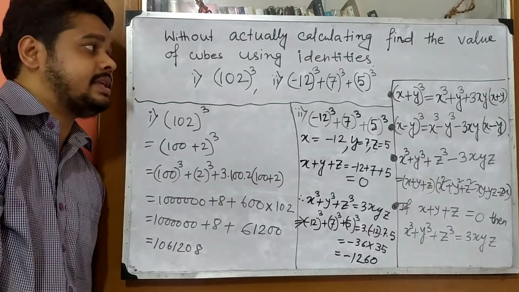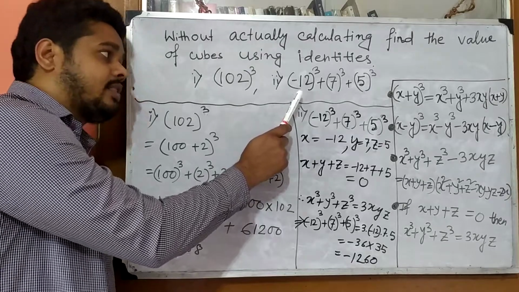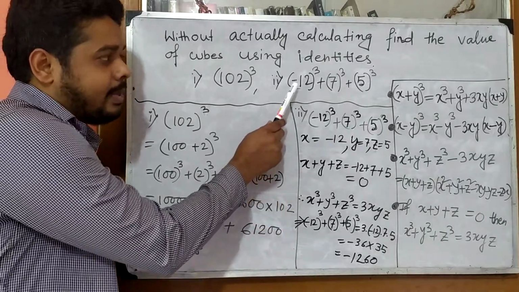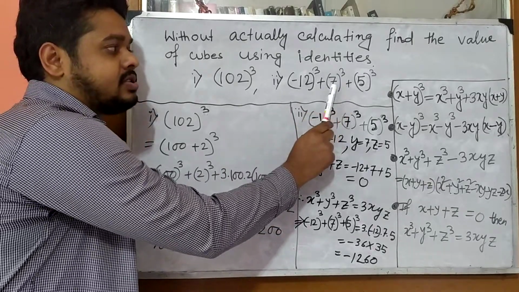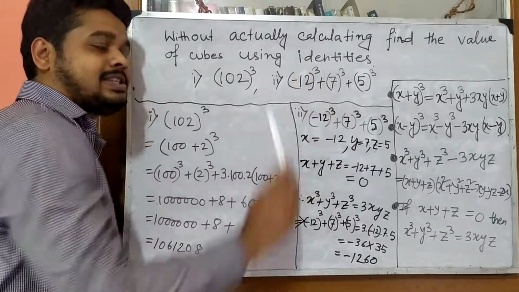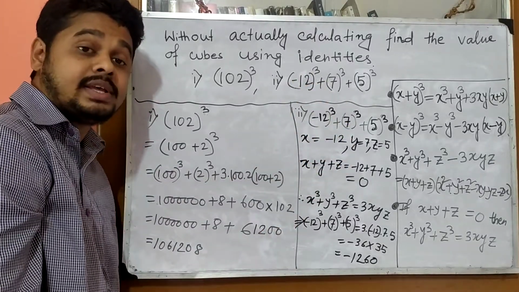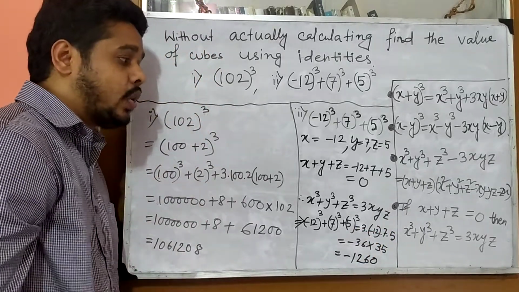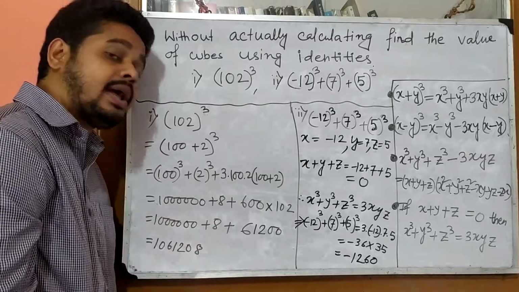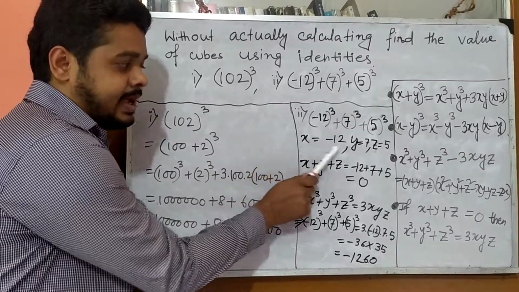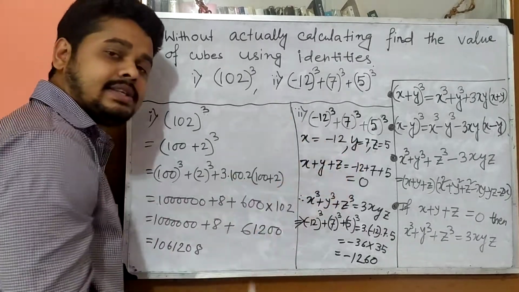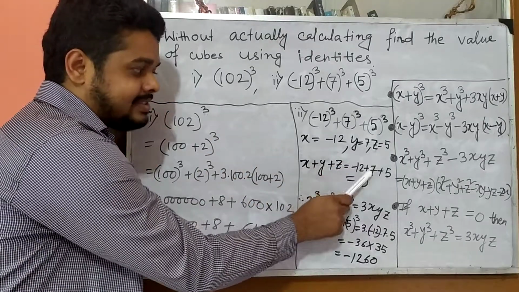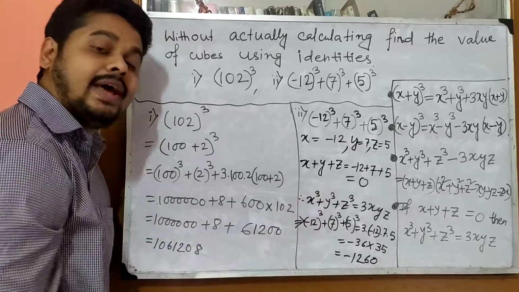And the second problem is find the value of minus 12 cube plus 7 cube plus 5 cube. See, the sum of these three, minus 12 plus 7 plus 5, ultimately the value is 0. So we can use the last identity. You have to think always which identity will be suitable for us. Now here x is minus 12, y is 7 and z is 5. So x plus y plus z equals minus 12 plus 7 plus 5. That is, the numerical value is 0.